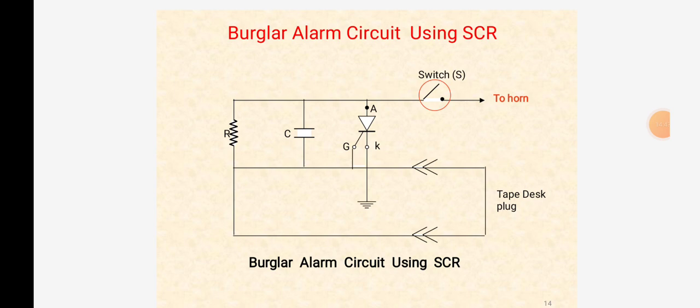If the tape deck is removed, G is no longer grounded. Instead, it gets connected to the car battery through R. Consequently, gate current is set up which fires the SCR. As a result, the horn starts blowing and continues to do so until S is open.